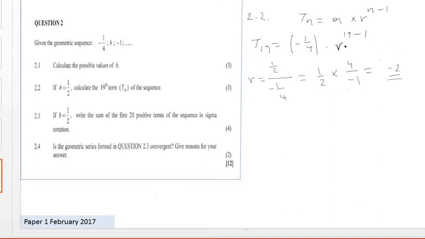So now we'll just replace r into the expression of T19. So we're going to have T19 is equal to -1/4 multiplied by, the value of r is -2, and then here we have 19 minus 1 gives 18.